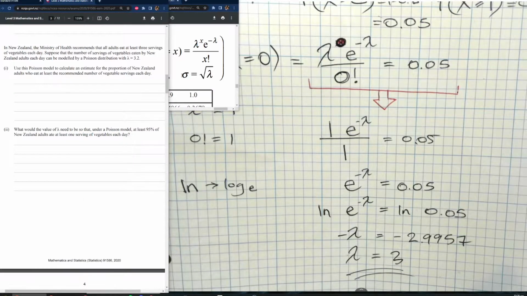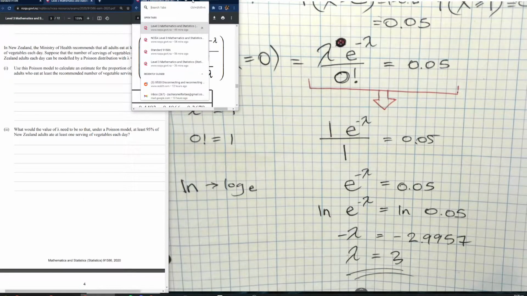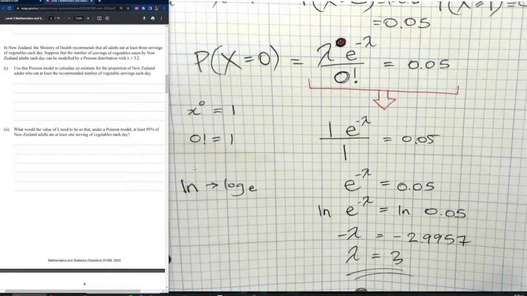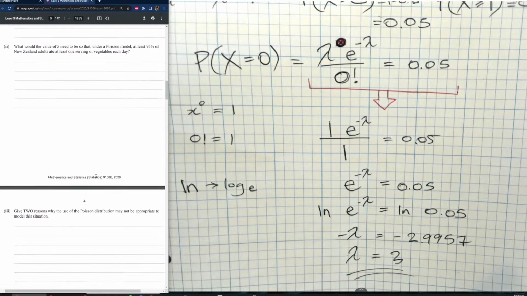Anyway, what would the value of lambda need to be? So blah blah blah. Yeah, done. Excellent. Boom. Okay.